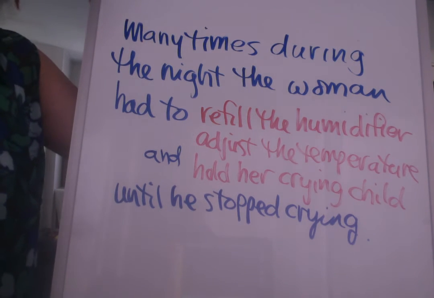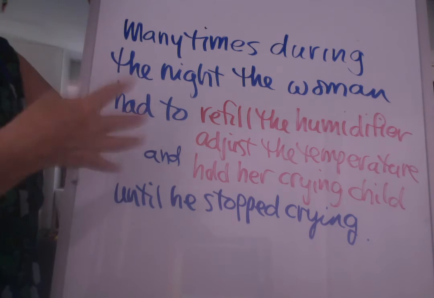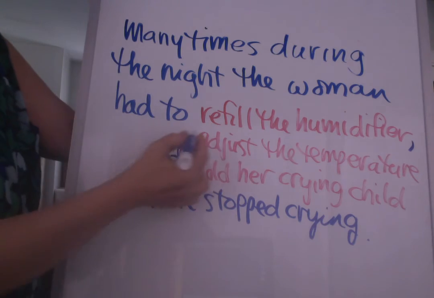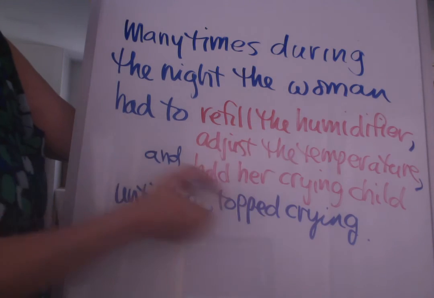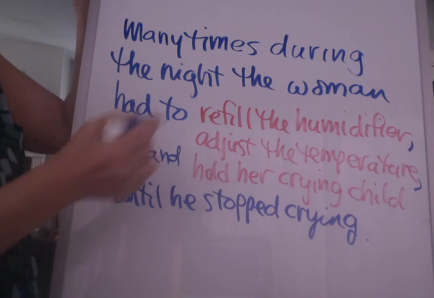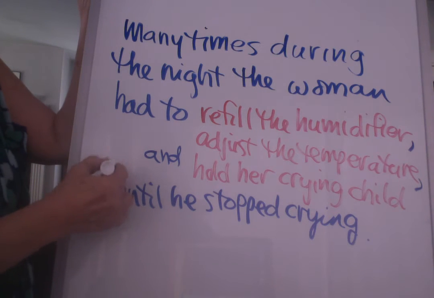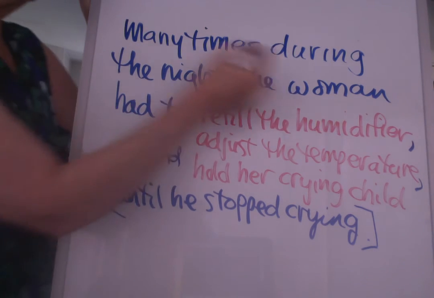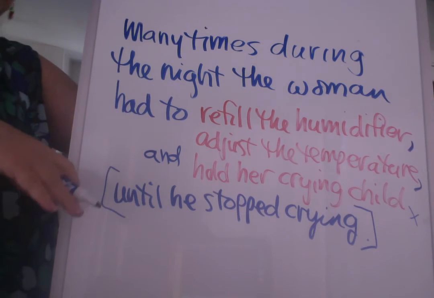Now, 2 things. We have to make sure we're using commas in the right place. So after each of the things in the list, there has to be a comma. Refill the humidifier, comma, adjust the temperature, comma, hold her crying child. So remember, we have to put a comma after each one, including the one before the and. Now, we're not going to put a comma after the last one here because, as we've learned in other lessons, this is a subordinate clause, and the main clause comes before the subordinate clause, so there would not be a comma there. That's from other lessons.